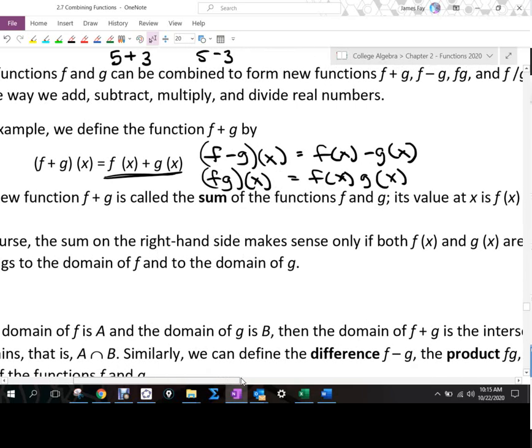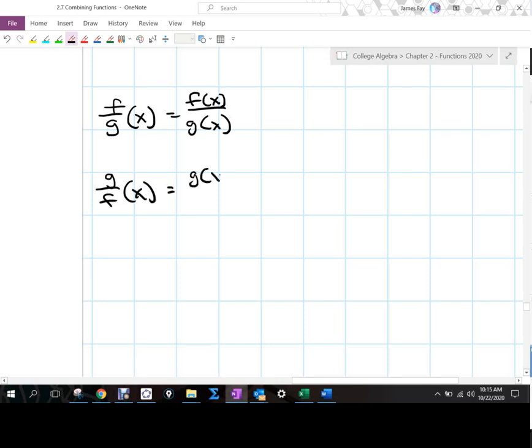A lot of times on a test or a quiz, an author will say find f divided by g of x, so that is f of x, whatever that function is, divided by g of x, whatever that function is. And then they'll say, okay, now find g divided by f of x, which would be g of x divided by f of x. And then they'll ask you to make a conclusion about your results. Now, they're probably going to be different.